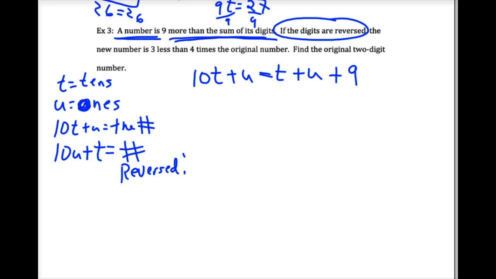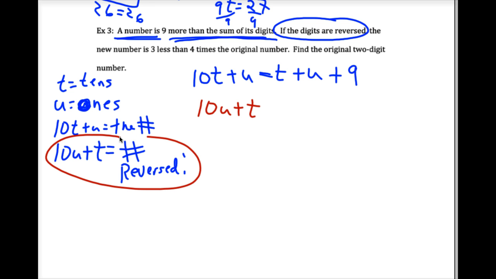Now, if the digits are reversed, the new number is 10u plus t. So 10u plus t equals 3 less than 4 times the original number. The original number is 10t plus u. You've got to use parentheses. So write it, McNulty. 10u plus t equals 4 times the quantity of 10t plus u minus 3.